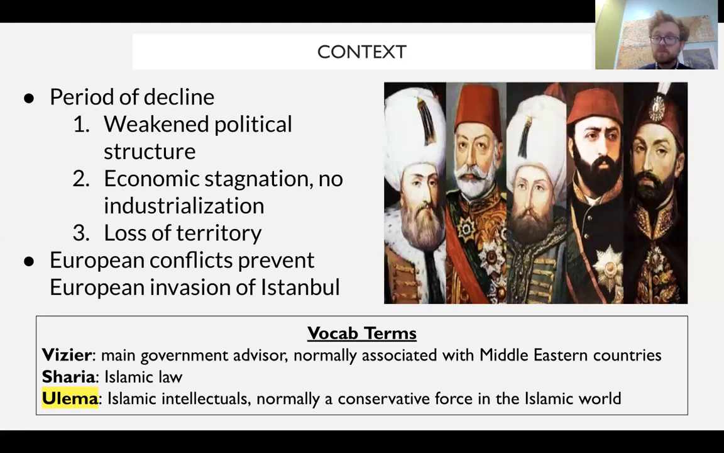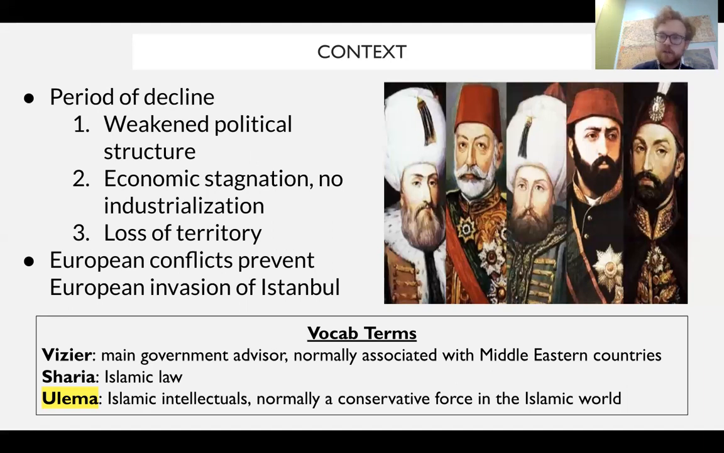So we have a weakened political structure because of debates concerning legitimacy and succession. We have increasing reliance on the vizier. And we also got the influence of Sharia law. And Sharia law will be upheld by a more conservative faction in the Ottoman Empire.